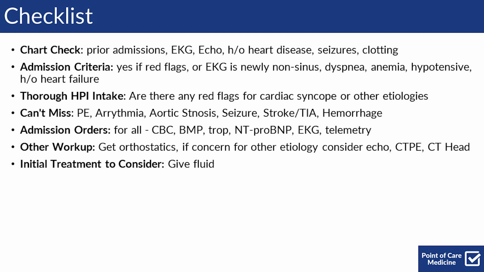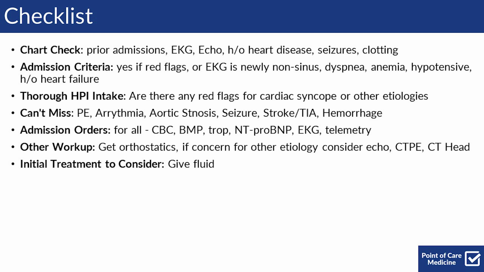So let's say you hear that you're going to be getting a patient with syncope from the ED. The first thing is chart check. Look for prior admissions, prior EKGs, prior echoes, and whether or not they have a history of heart disease or if they've had seizures or clotting before. Red flags that mean they need to be admitted are a new EKG showing non-sinus rhythm, dyspnea, anemia, hypotension, and a history of heart failure. The things you can't miss and should be thinking about all the time are PE, arrhythmia, aortic stenosis, seizure, stroke, TIA, and hemorrhage.